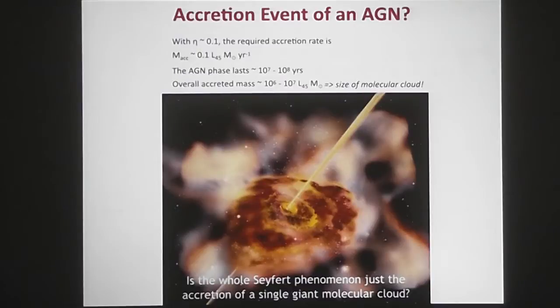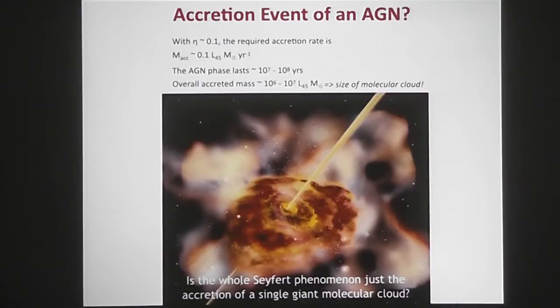Okay. That's about the size of a molecular cloud. And so you can imagine a molecular cloud somehow finds its way into the center, gets kind of shredded up, falls into the torus and accretion disk, feeds the AGN until it runs out, and then you start the process over again. And so this could kind of just be a natural cycle.